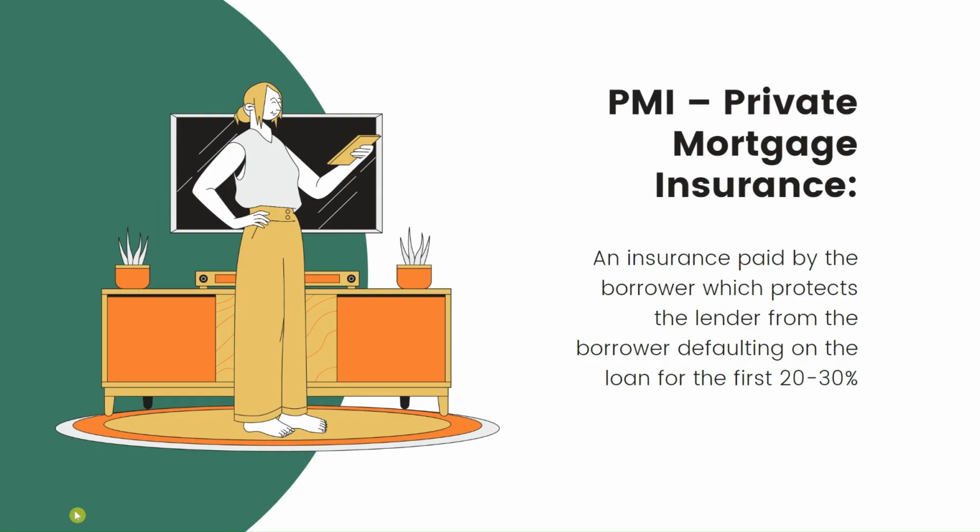PMI, private mortgage insurance. If a borrower doesn't put 20% down when they are getting a loan, they will be charged a mortgage insurance policy. And this insurance protects the lender against the borrower's default for the first 20 to 30% of that loan.